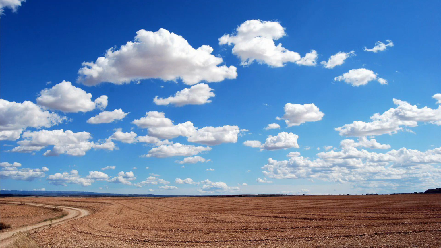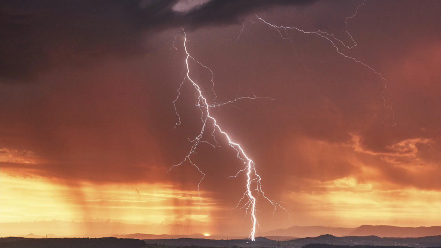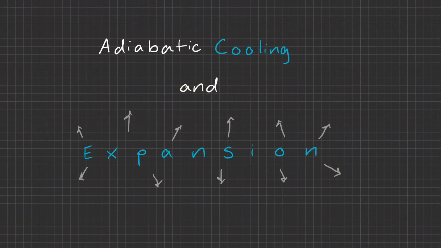Have you ever wondered how we could go from a perfectly sunny day to powerful storms by evening? While there are many processes at play which power our atmosphere, one of the key drivers of our day-to-day weather is a process called adiabatic cooling and expansion.